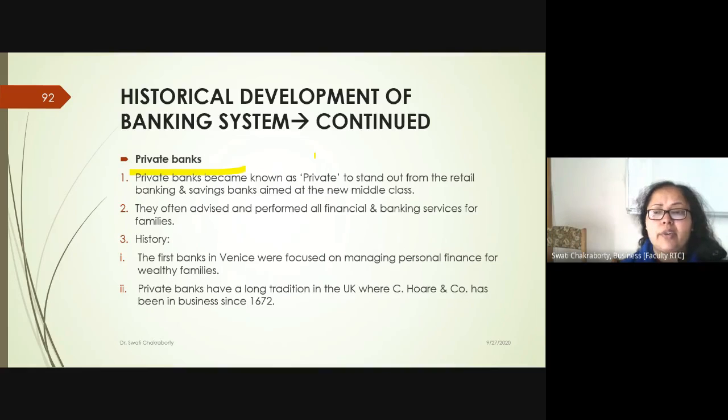Private banks are different from retail banking and savings banking, right? They often advise and perform all financial and banking services for families, right? The first private bank was in Venice, which was managing the personal finance of wealthy families. It has a long tradition of its own, and started its business in 1672.